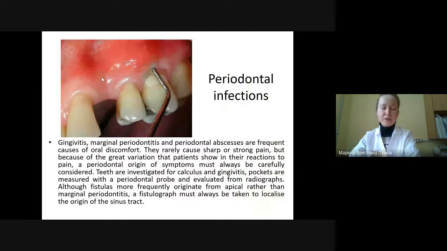Periodontal infections, gingivitis, marginal periodontitis, and periodontal abscesses are frequent causes of oral discomfort. They rarely cause sharp or strong pain, but because of the great variation that patients show in their reactions to the pain, a periodontal origin of symptoms must always be carefully considered.